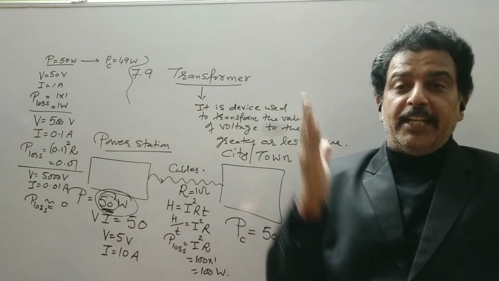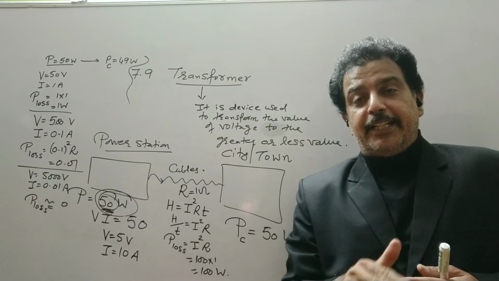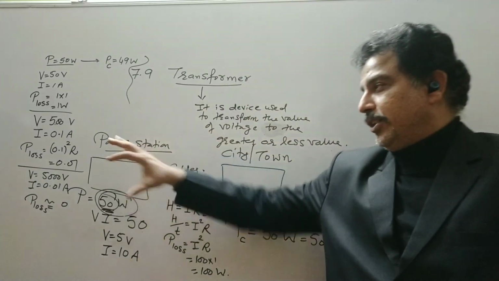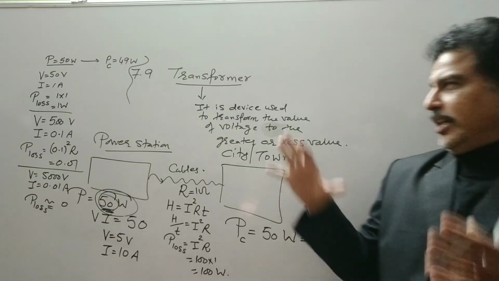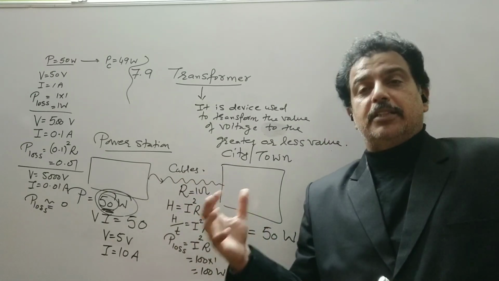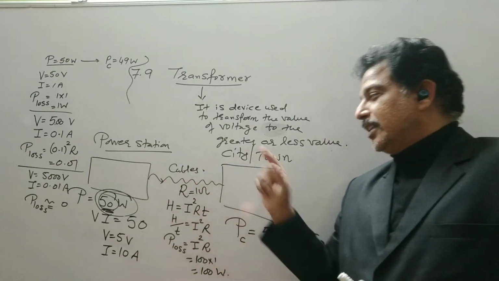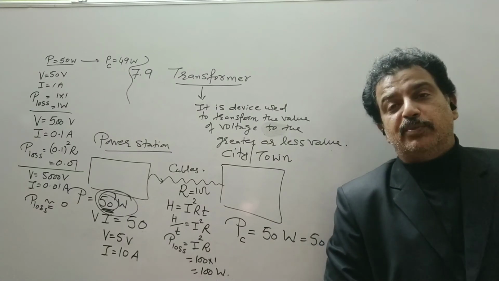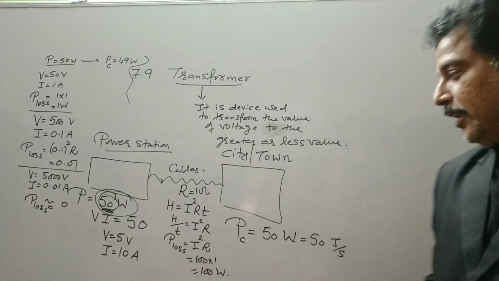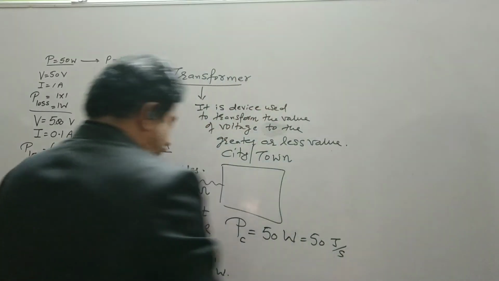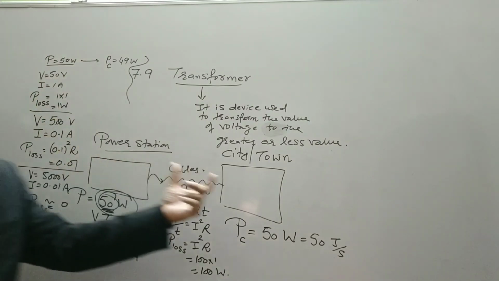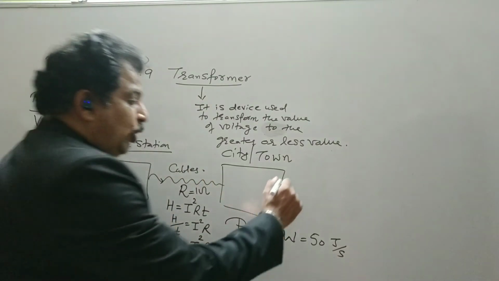Now as the voltage increases, the current will decrease because the product of V and I should remain constant. So at a power station, generally we use a step up transformer before transmission of the current. So the current flowing in this cable wire should be as low as possible so that the power dissipated is minimum.